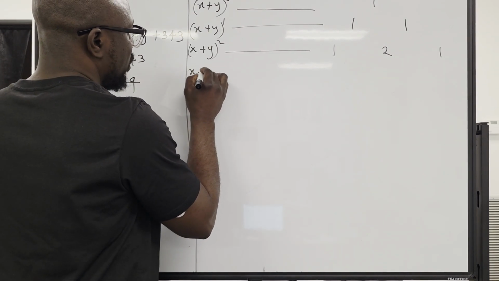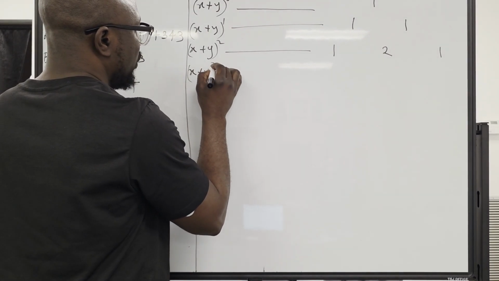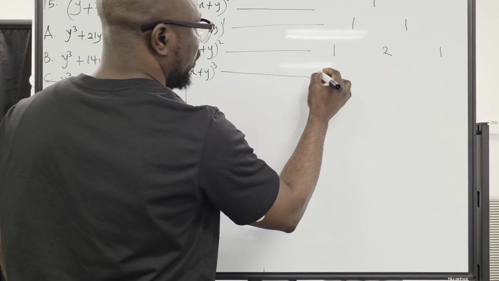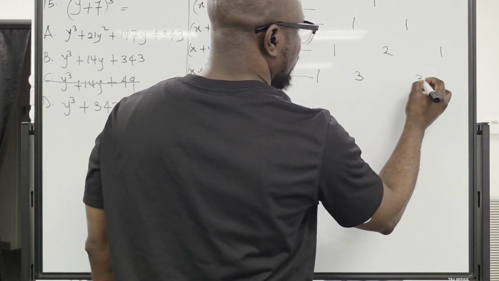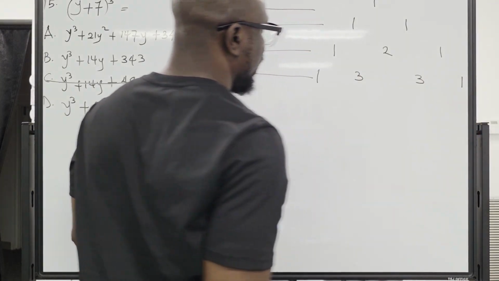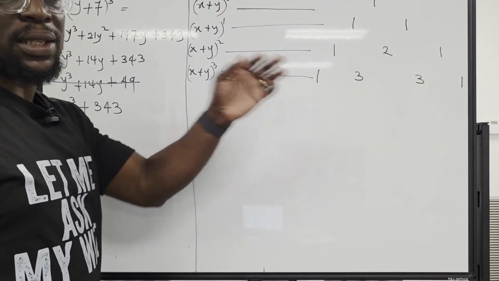Then x plus y raised to the power of 3 is going to be 1, 1 plus 1 first. 1 plus 2 is 3. 2 plus 1 is 3. And then you have 1 at the end of it, right? So that's how you do it.